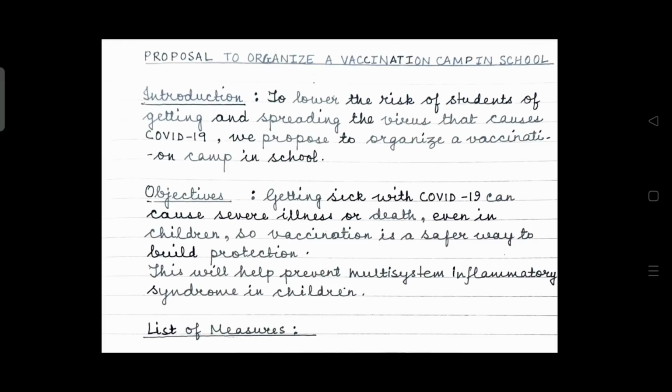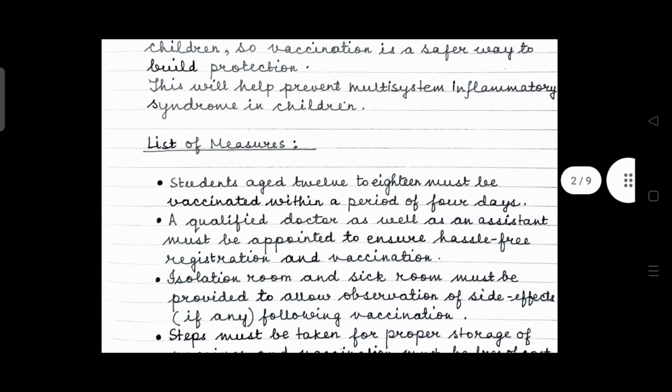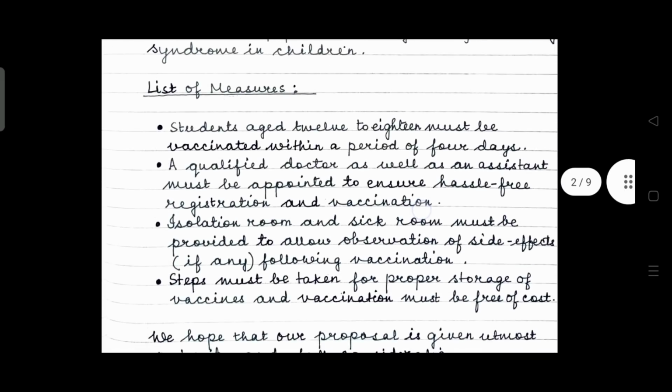So in children and teens, there is a probability of getting infected with multi-system inflammatory syndrome in children. So you can also write children and teens. Since you are teenagers, do mention teens here. This is my advice. Let's add teens. Next, leave one line and then write down the list of measures. I have written 4 measures and I have used bullets.